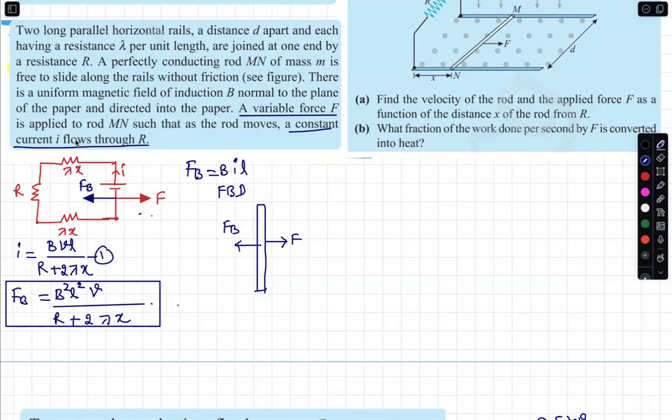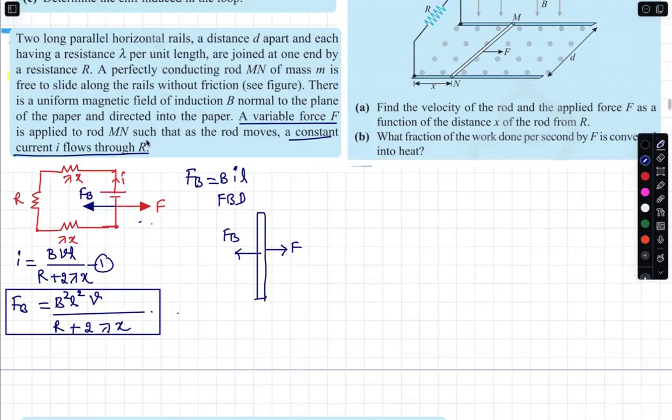Now you want the velocity of the rod as a function of x. F minus FB is m v dv by dx. Clearly, F is a variable force. And FB is B square L square V by R plus 2 lambda x, which is equal to m v dv by dx.